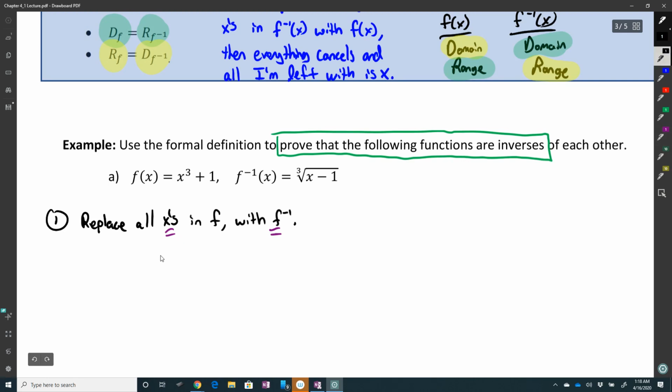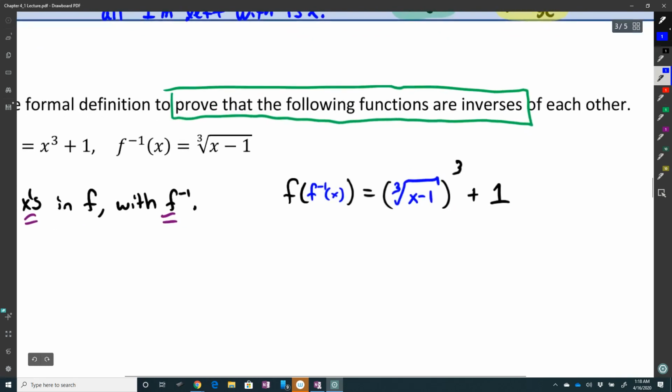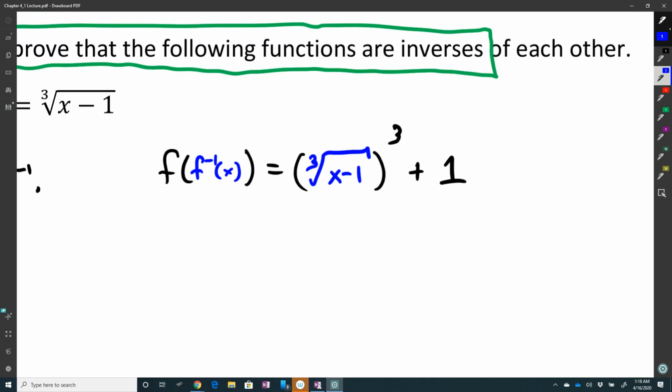So notice f of x. And we're going to replace them with f inverse. So if I look at f, it's x cubed plus 1. I'm going to replace x with the inverse, the cube root of x minus 1. And if it truly is the inverse, everything should cancel.